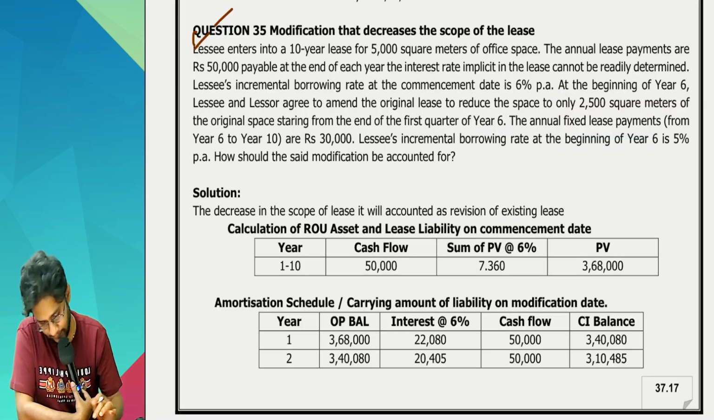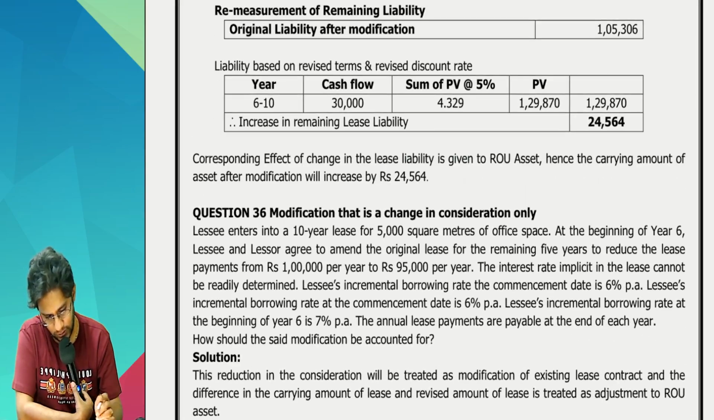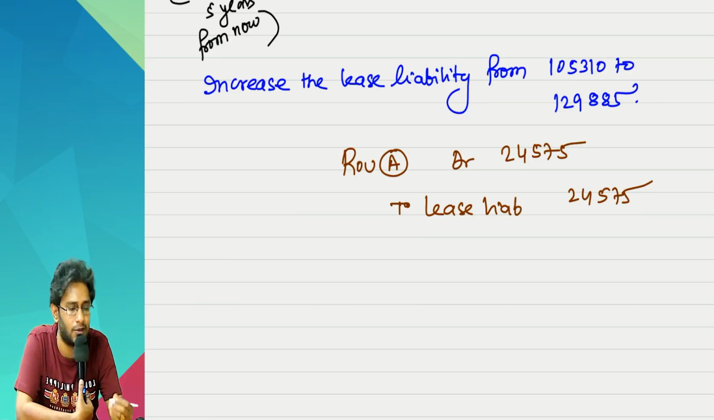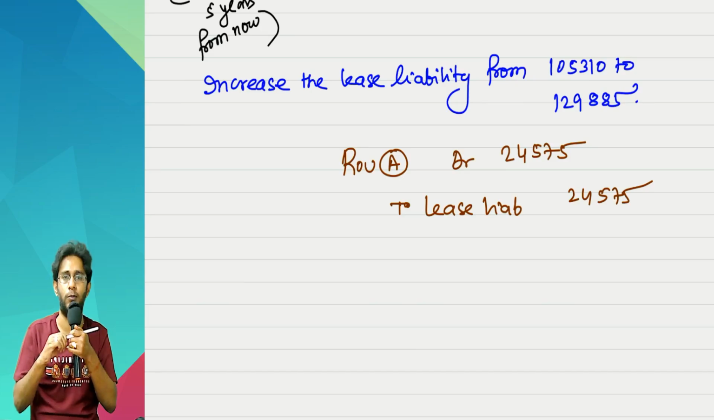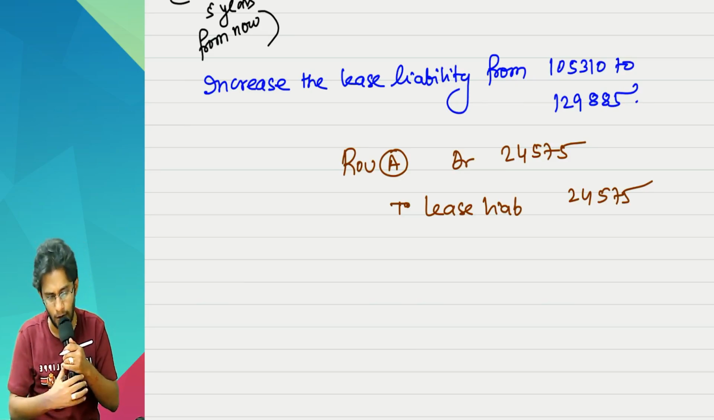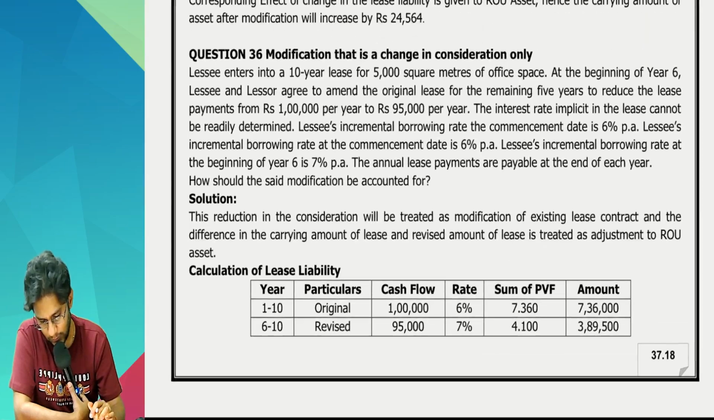Anyway, this is done. Did you get the entry amounts? He got 24,564, we got 24,575. Somewhere we have taken more accurate PV factors. That fellow might have used only 2 decimals. That's okay, no problem. Come to the next one.